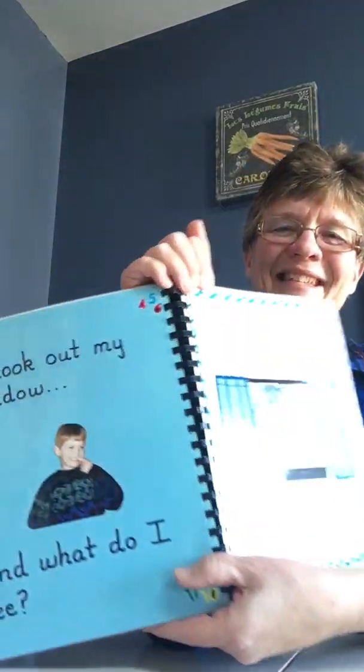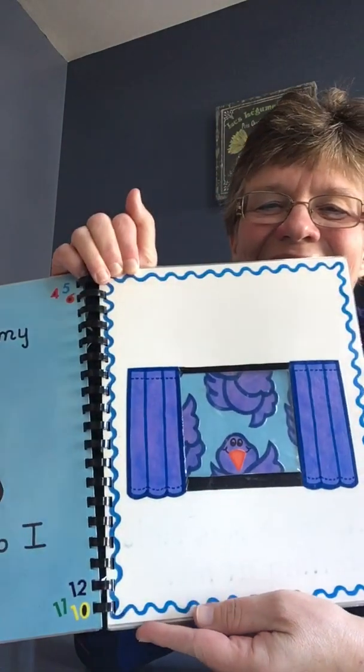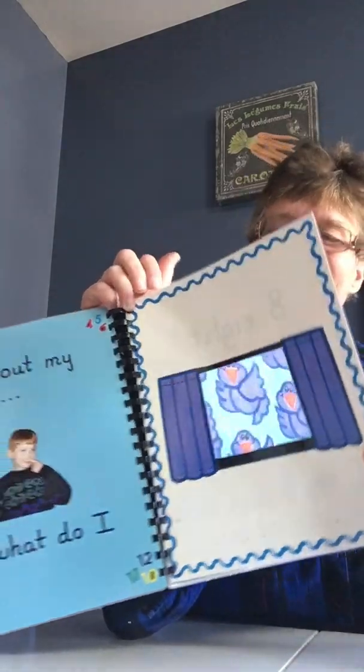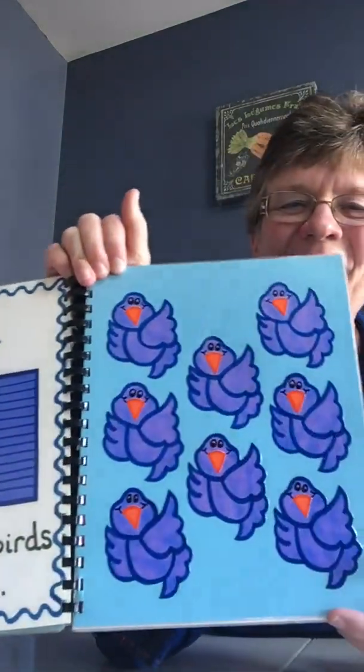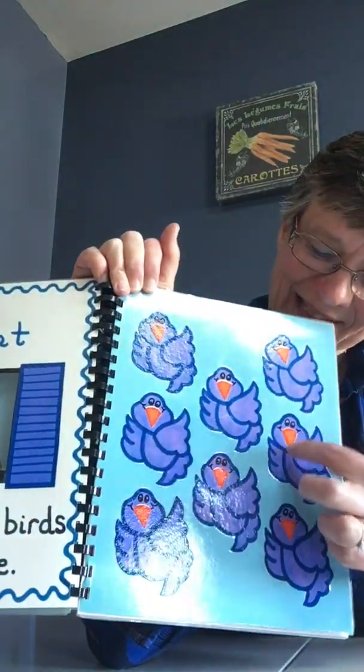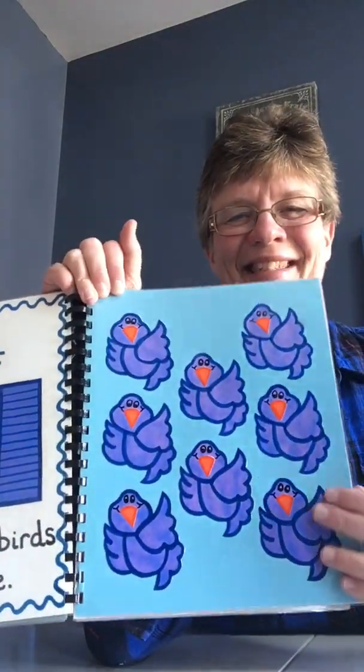I look out my window, and what do I see? Oh, what are those? Can you tell what it is, just seeing part of it? Let's see. I see 8 bluebirds looking at me. 1, 2, 3, 4, 5, 6, 7, 8.